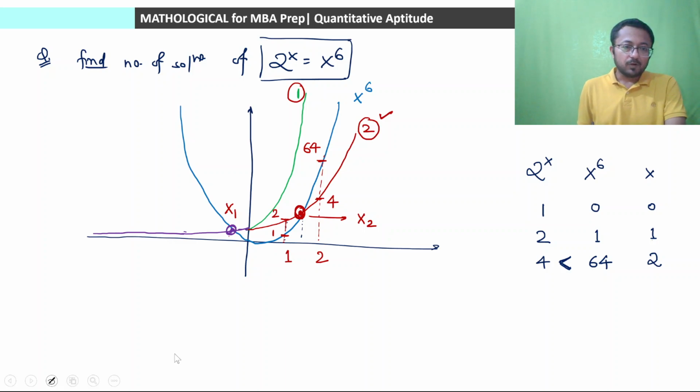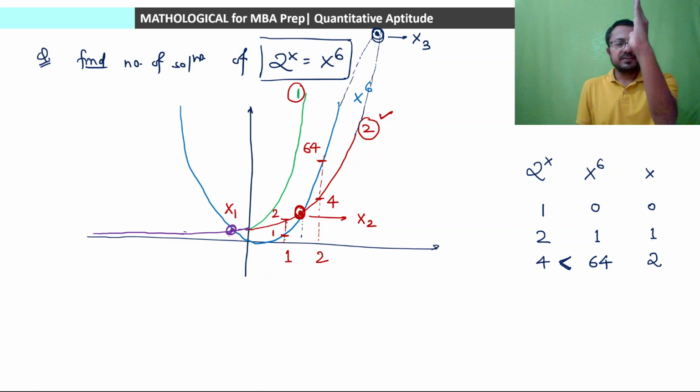After a while, what will happen? This graph will be very steep, and will be increasing very, very fast with a slight increase in the value of x. And x to the power 6 will somewhere intersect at a larger value. So there will be another intersection point, let us say x3. And after that, definitely 2 to the power x will be increasing very, very steeply, so there will not be any further intersection point. There will be a total of 3 intersection points in such a case.